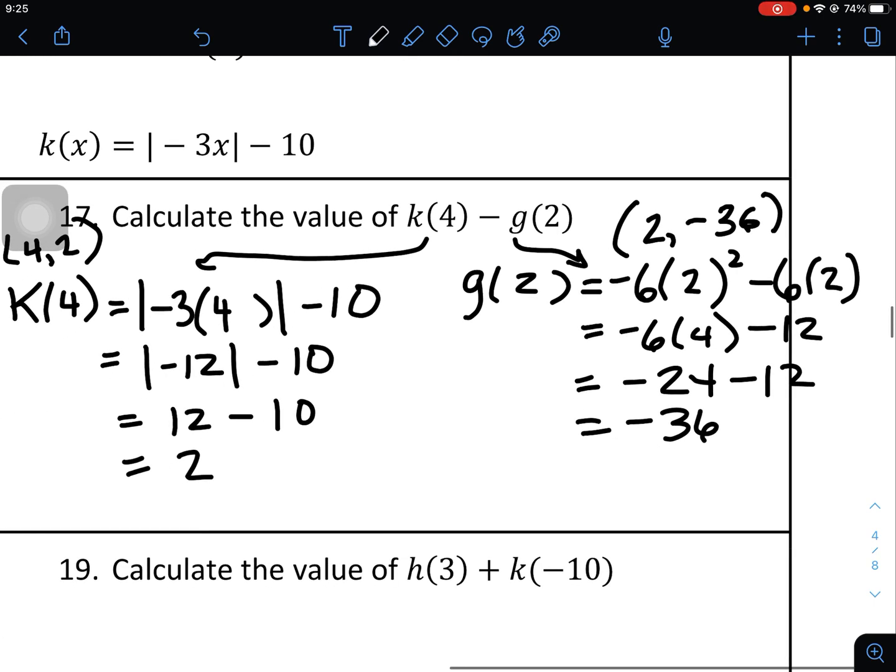What we were asked was what is k of 4 minus g of 2. So we're going to take those two values, 2 and -36, and subtract them. 2 minus -36 is equal to +38.